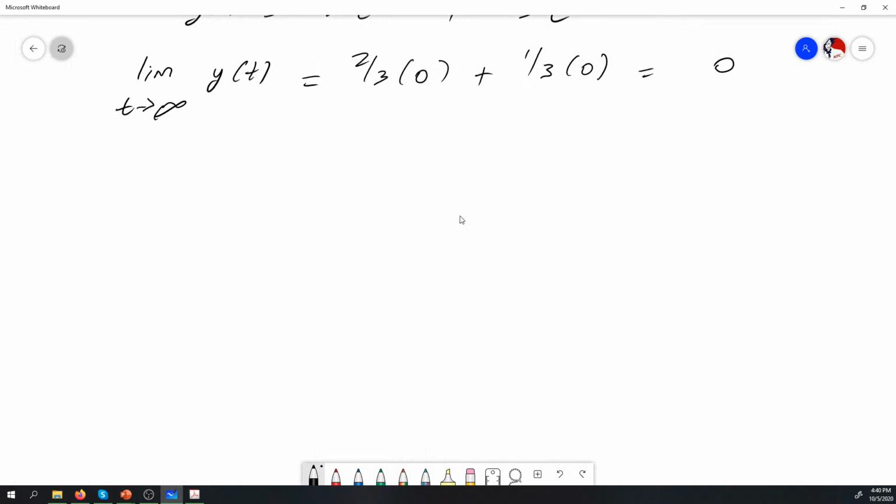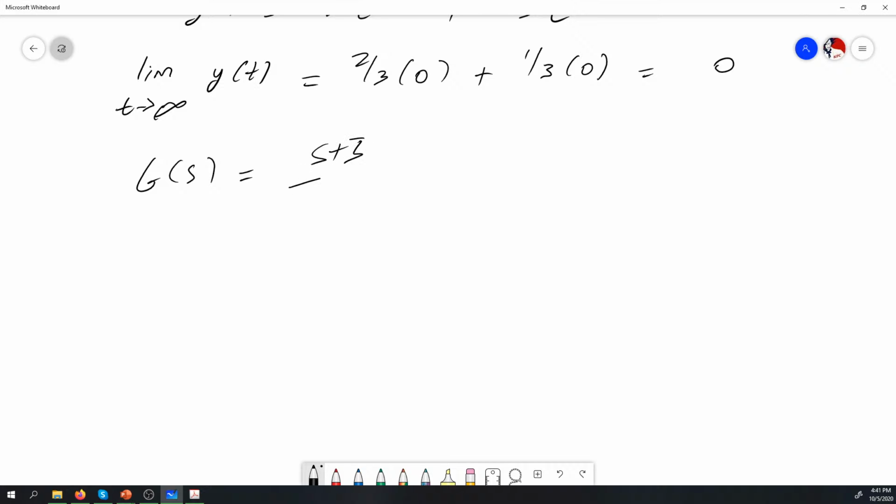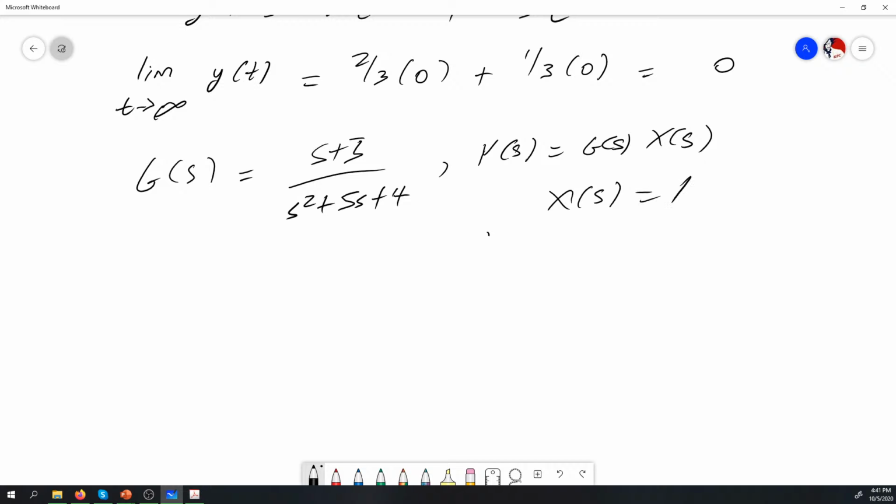Well, let's actually evaluate this with respect to the Laplace transform. So we had here that our g of s here was basically s plus 3 divided by s squared plus 5s plus 4. And we knew that y of s here was equal to g of s x of s. And for this question, we're saying x of s is equal to 1. So we're basically saying y of s is equal to g of s.